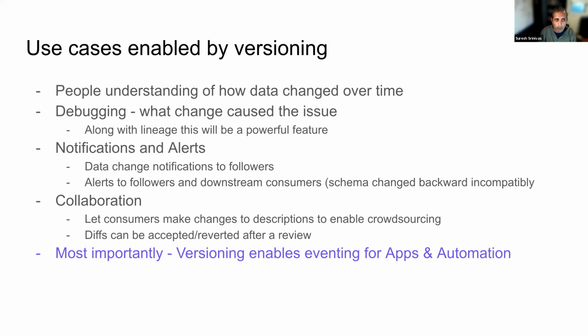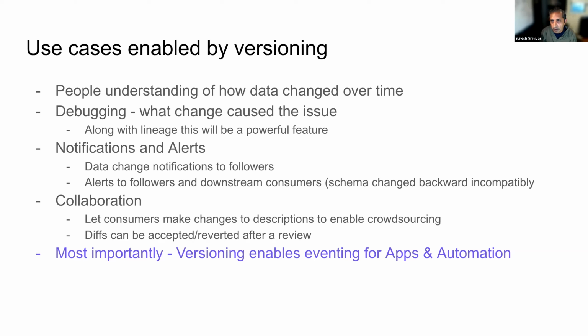The second thing is this becomes a way to keep the organization, the data users, in sync with what is going on with data. We can send data change notifications to, let's say, somebody who's following the data, right? We can say this description changed, a tag got added, right? Any change that has happened, we can send notifications so that followers can keep up with the change in data. We can also send alerts, right? Notification is informational. Alert is, hey, you need to look at this. And so we can send alerts to followers or downstream consumers.